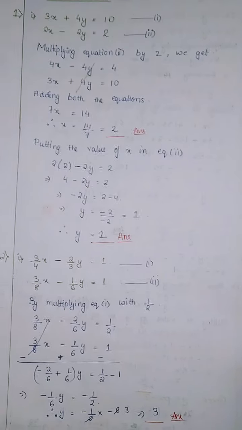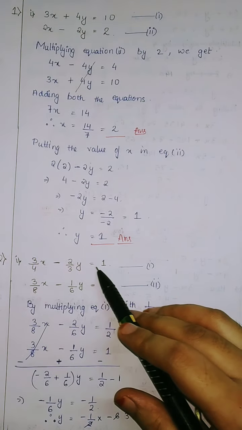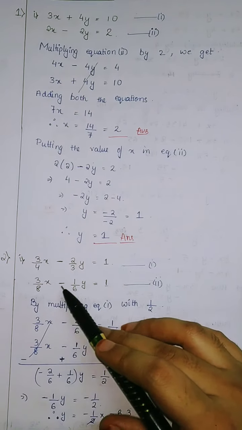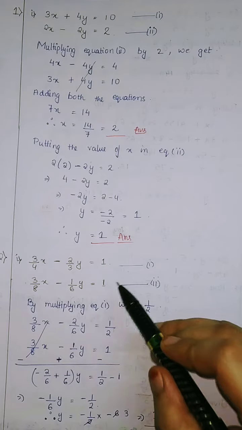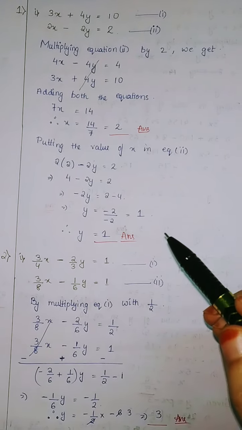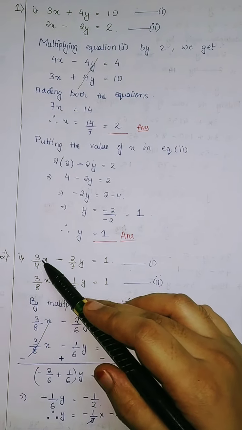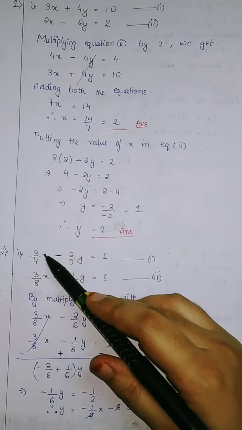Now question number 2, part 1. 3 by 4x minus 2 by 3y is equal to 1, and 3 by 8x minus 1 by 6y is equal to 1. These are the two equations. So now we have to again make at least one of the coefficients equal in both the equations. So I am choosing x. So here we have to make it as 3 by 8. So we'll multiply with half.